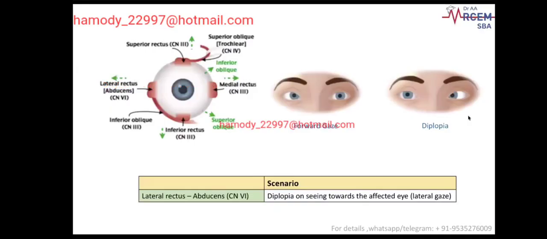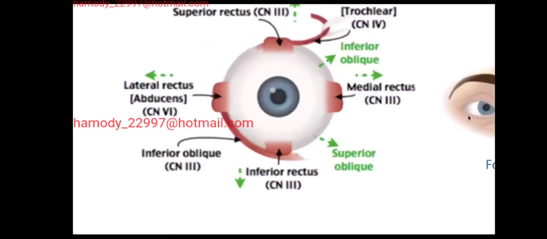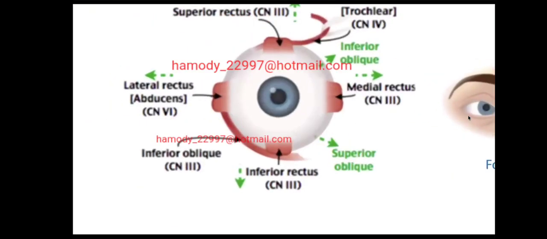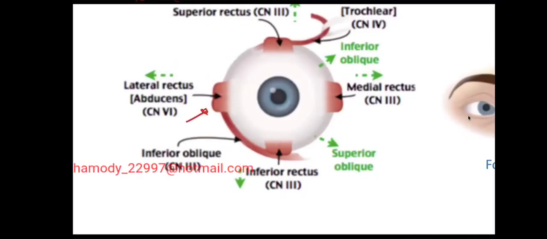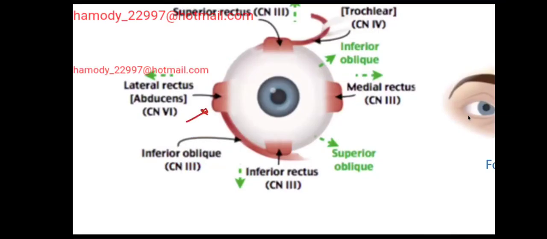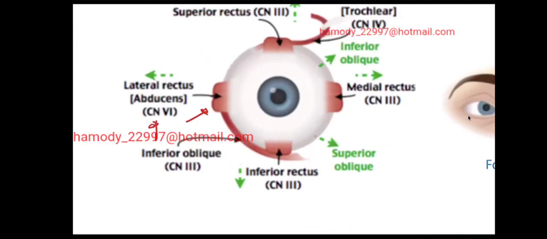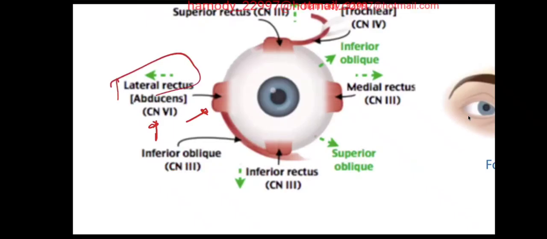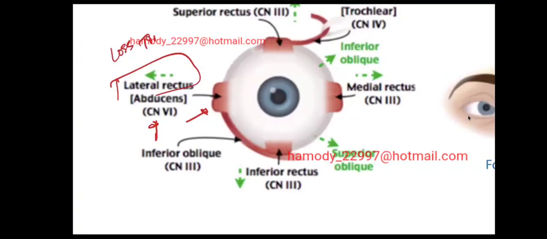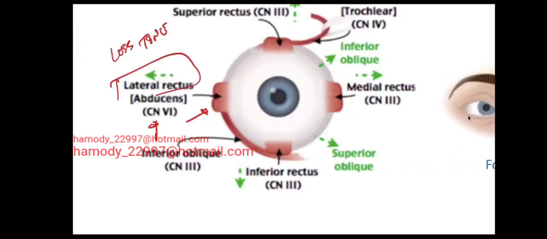So let us start with palsy. First thing you need to understand here, the extraocular muscles, that means the muscles which are attached to the eyes, have a certain amount of tone. All the muscles in your body have a certain amount of tone. If there is an injury, for example, to the sixth cranial nerve, the abducens nerve, there will be paralysis. That means loss of tone of the lateral rectus. Loss of tone will result in what?